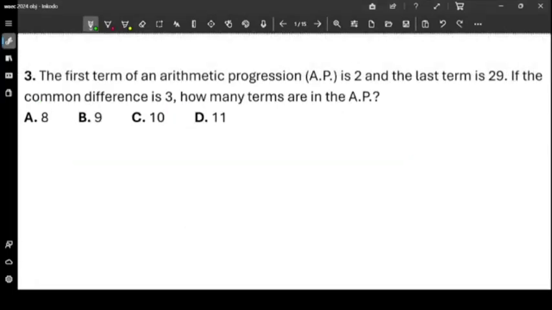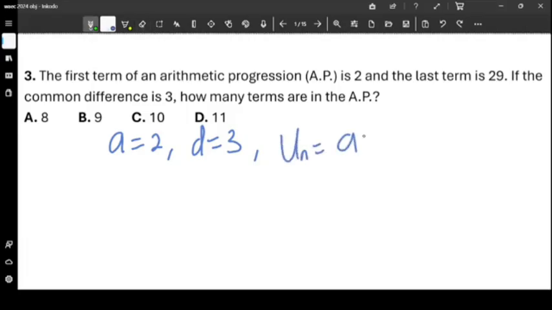All right, so welcome to question number 3. It says that the first term of an arithmetic progression is 2 and the last term is 29. If the common difference is 3, how many terms are in this AP? From the question, we are given that the first term, A, is 2, and we are also given the common difference is 3. We know the formula for the nth term of an AP, Un = A + (n - 1)D.